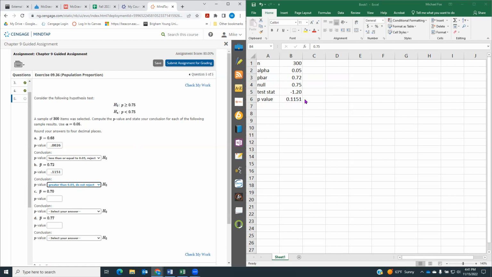For C, we have a p-bar of 0.7, which gives us a p-value of 0.0228. Again, that is less than 0.05, so we're going to reject. And then on the last one, we have a p-bar of 0.77.